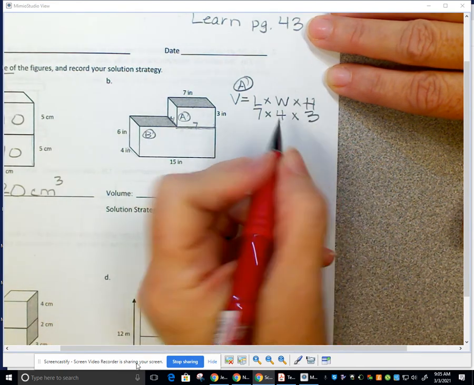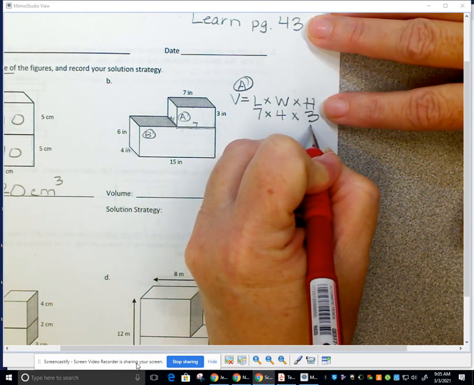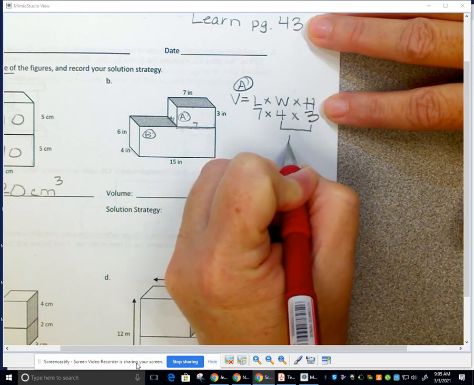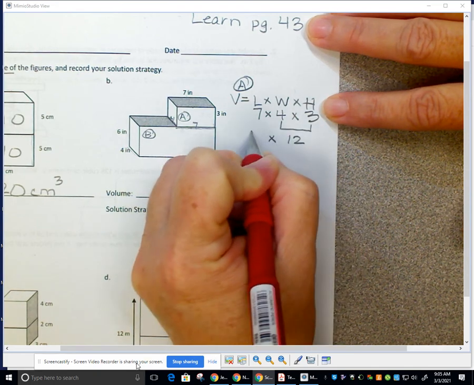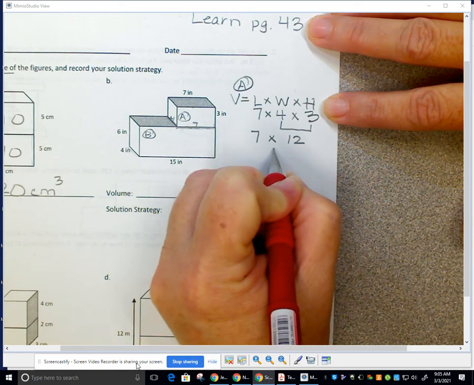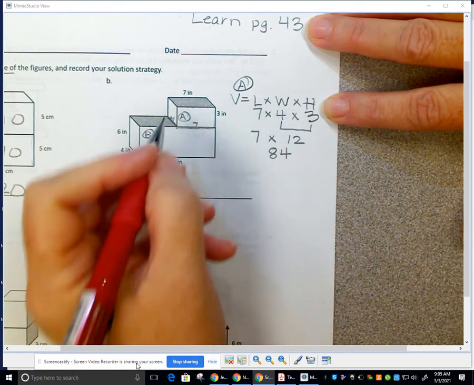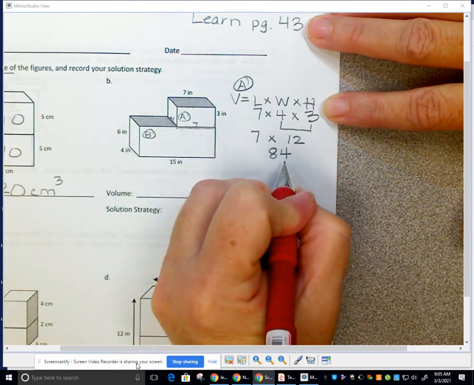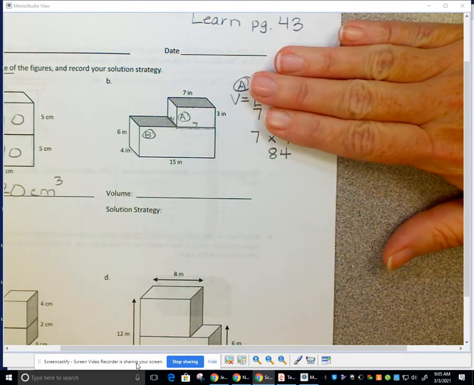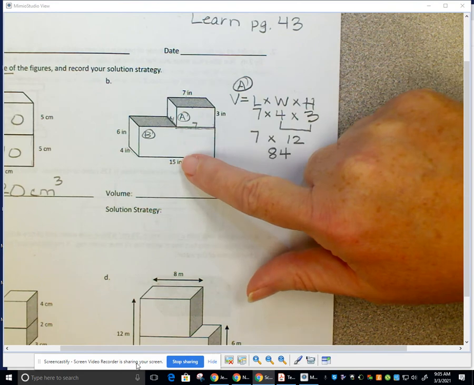Now, I'm going to go ahead. Let's do 4 times 3. That's 12. 7 times 12. That's going to be 84. So A is going to equal 84. I'm not done. Now I've got to do B.